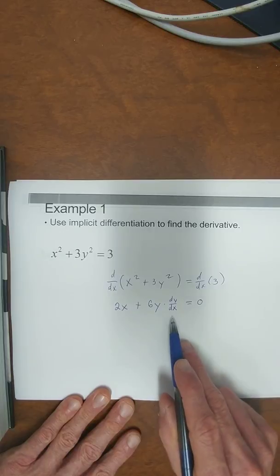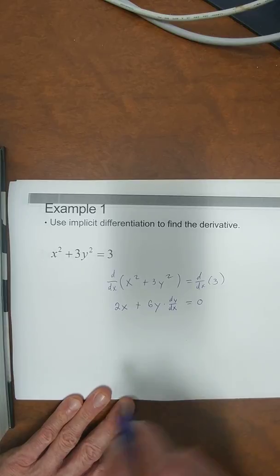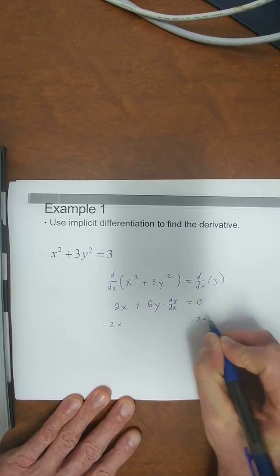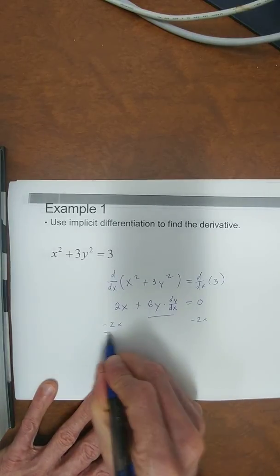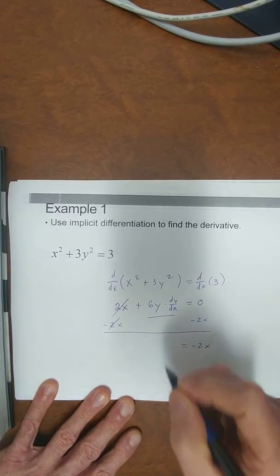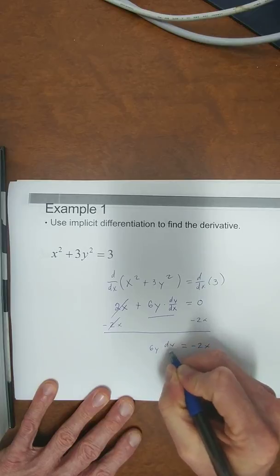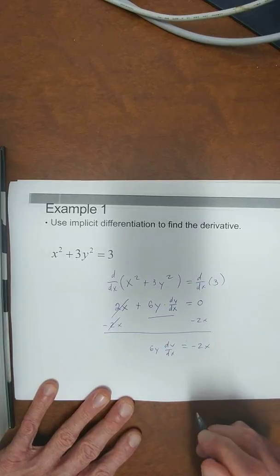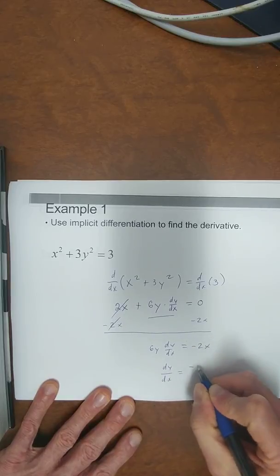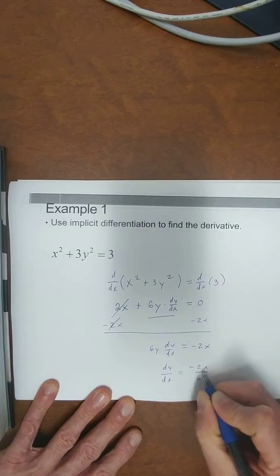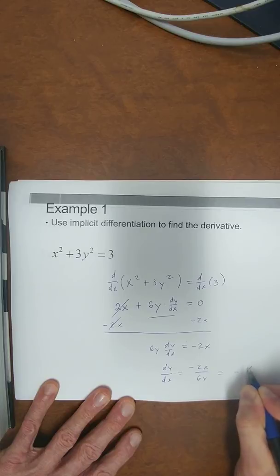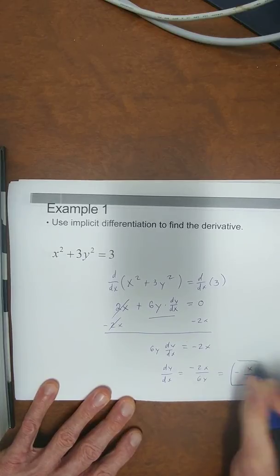The next thing you'll do is just simply solve for dy dx. So if I'm going to solve for dy dx, I will need to take away 2x. I'm going to leave this term basically on the left side. So I'll subtract 2x from both sides. I get 6y dy dx equals negative 2x. And then I will just divide by 6y, and that gives me negative 2x divided by 6y, which will simplify to negative x over 3y. So that is my implicit derivative.